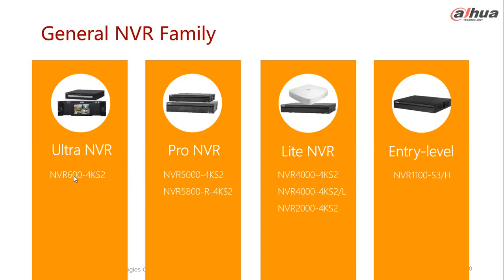So this one is a 6 series. It depends on the number of channels and the number of hard disks. That's why it's 00. Then you have S2 and a 4K output. You have Pro NVR, those are NVR 5 series. Light NVRs, we have 4 and 2. Then we have entry level 1.